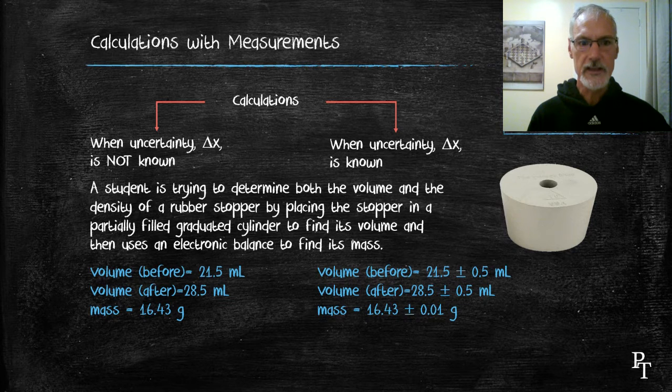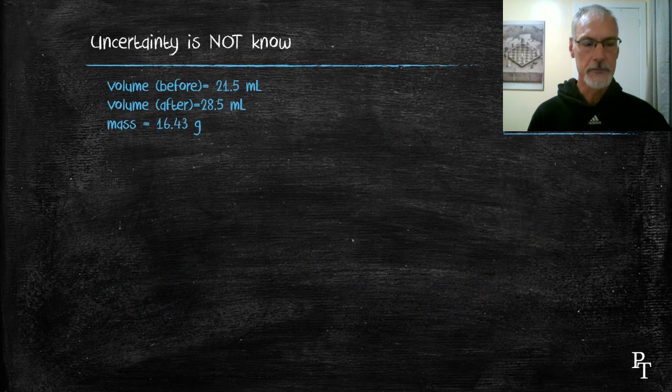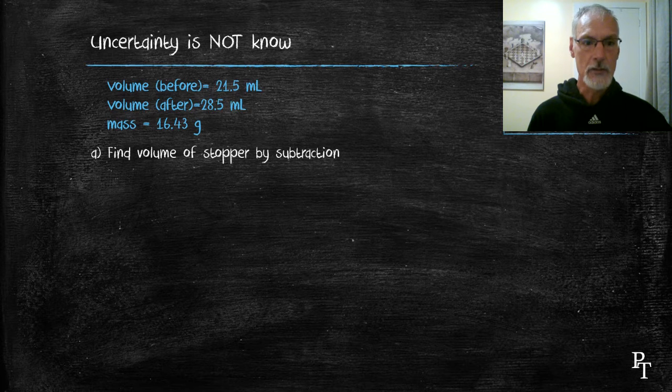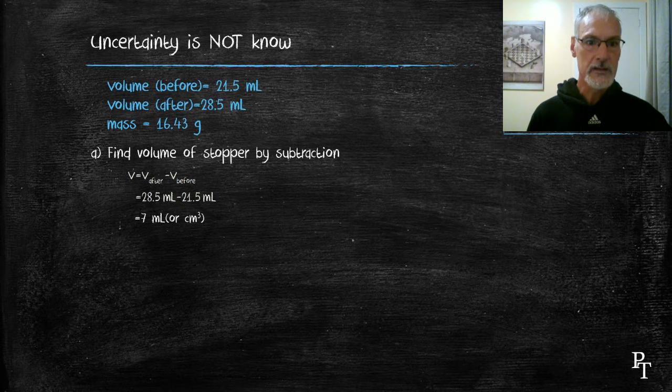So here we have the data when the uncertainties are unknown. The first thing I'm going to try to determine here is the volume of my rubber stopper. To do that, I'm simply going to subtract the volume before and the volume after, and I come up with 7 milliliters on my calculator. Now, just to note here that a milliliter is exactly the same size as a cubic centimeter, so I could use the two interchangeably.